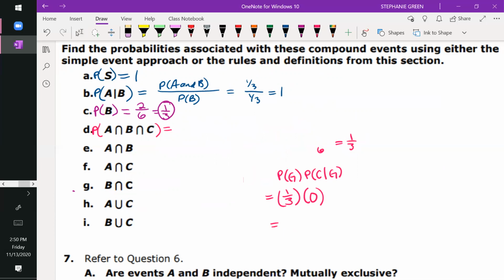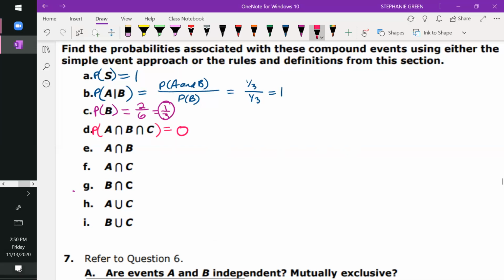Okay, but again, all of that work was kind of unnecessary. You should have noticed right from the beginning that it was 0. It's impossible for those 3 events to intersect. Try not to waste time. Remember, your AP exam is going to be timed. But you want to make sure you can notice those things.